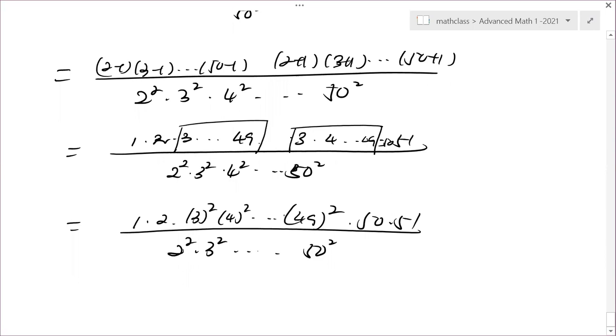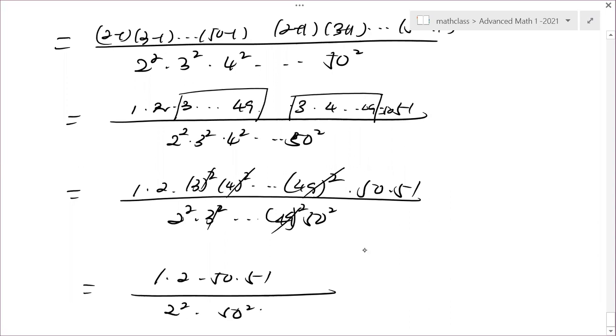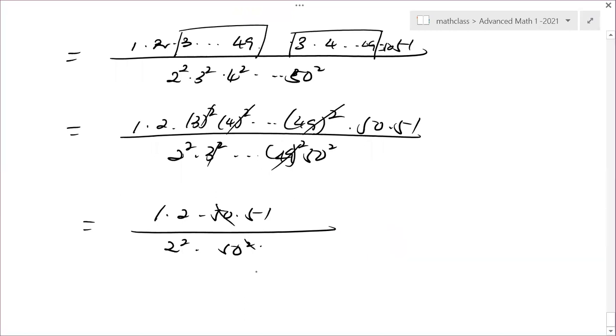Right. So all of them in the middle are gone. What is left is 1 times 2 times 50 times 51 over 2 squared and 50 squared. Then carefully get rid of these common factors, and you get 51 over 100. That is the answer. Right, that is pretty challenging, but if we just go ahead, you can work it out.